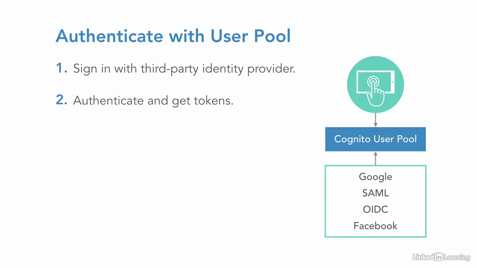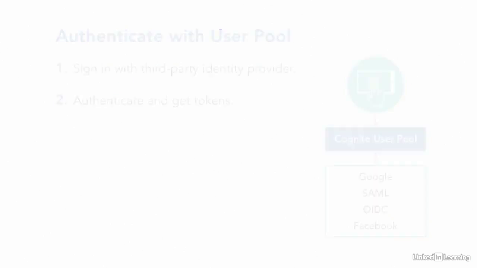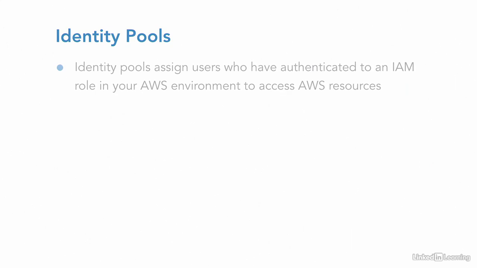Now, the third-party identity providers could be Google and Facebook as noted, but it might also be OpenID Connect. It also might be SAML, Security Assertion Markup Language, which is the technology inside a lot of directory services, specifically Active Directory Domain Services. Identity pools are a little different.